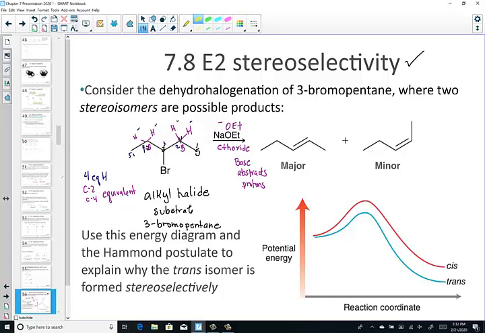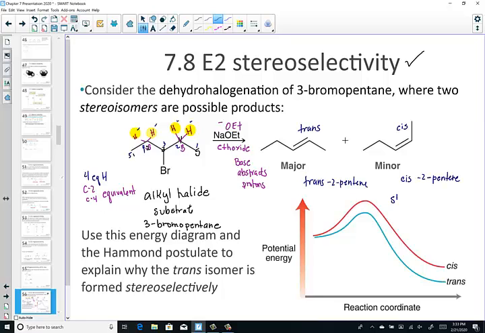Notice that I have 2 possible hydrogens to abstract. And when I do so, 2 possible hydrogens on the beta carbon will lead to a cis-trans configuration. Here we had trans-2-pentene, and if the other hydrogen is taken, you would get cis-2-pentene, 2 stereoisomers.